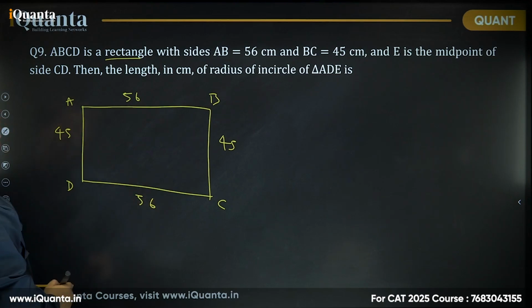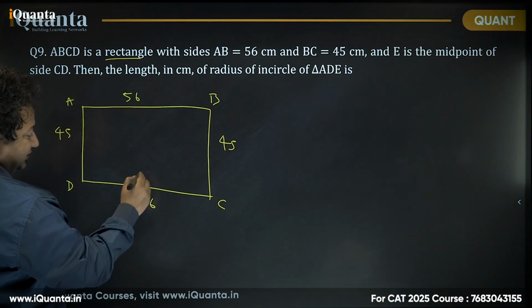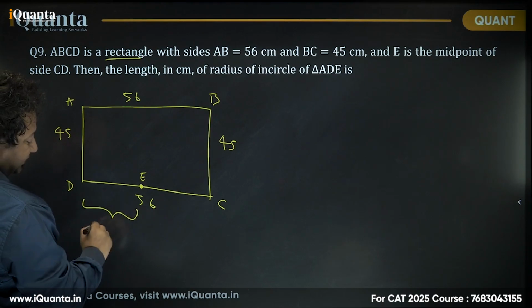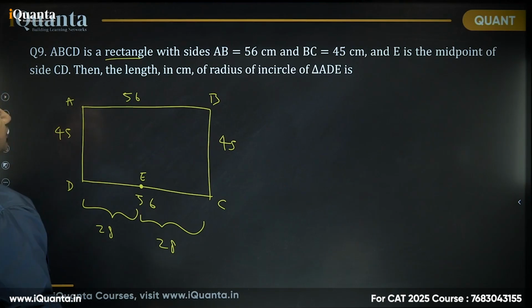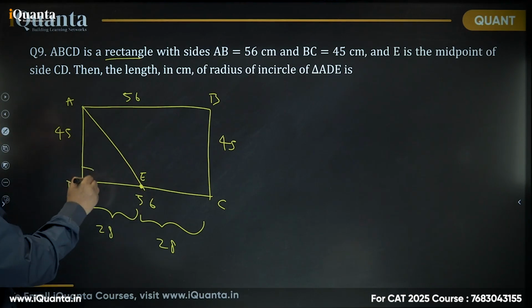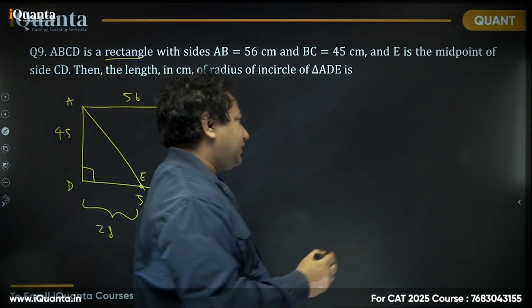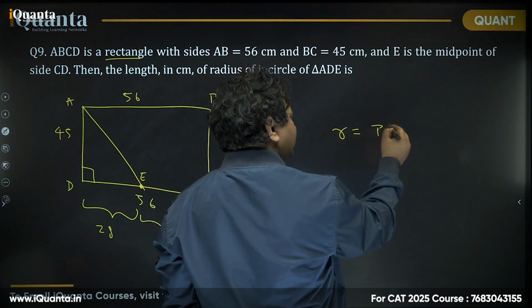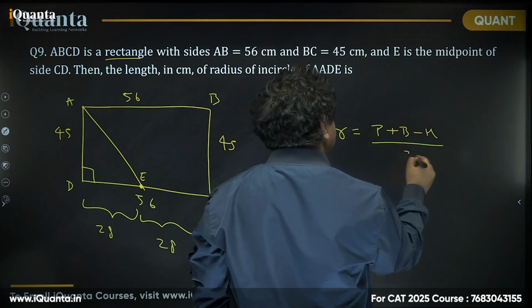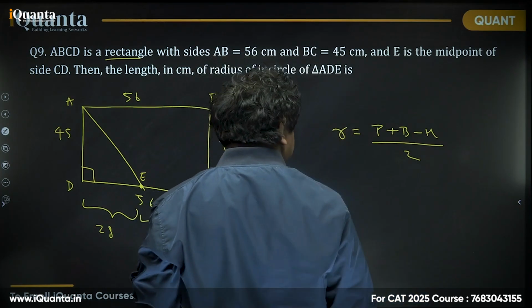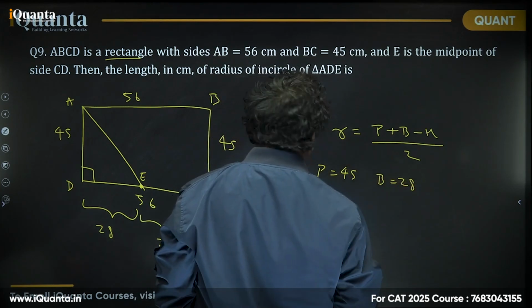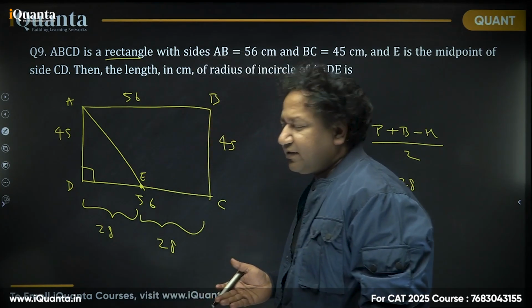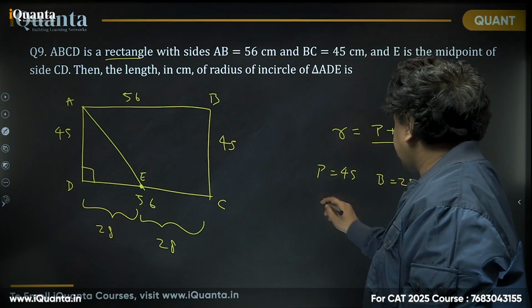It says E is the midpoint of side CD. So if this side is, let's say, E, which means this is 28, that's 28 as well. We need the length in centimeter of the radius of the incircle of ADE. So let me join this, and as I see, it's a right angle triangle. So the inradius of any right angle triangle is given by perpendicular plus base minus the hypotenuse whole upon 2. Here the perpendicular is 45. The base is 28, and for the hypotenuse we can use the triplets, or we can also calculate by using the Pythagoras theorem.